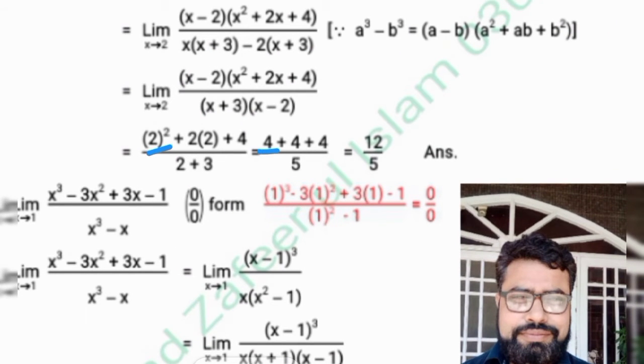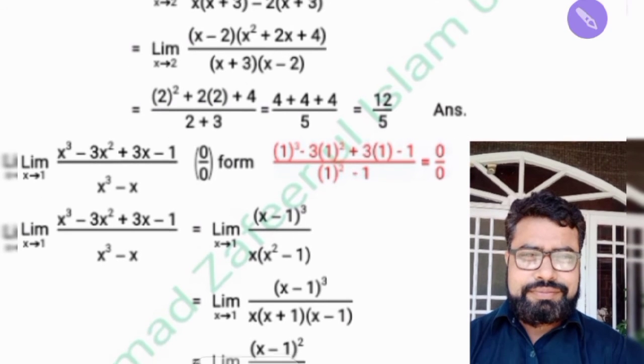2 square, that is equal to 4. 2 into 2, that is 4, and plus 4 will be written the same. 2 plus 3, that is 5. 4 plus 4 plus 4, that is 12. 12 by 5 is the answer of this part.